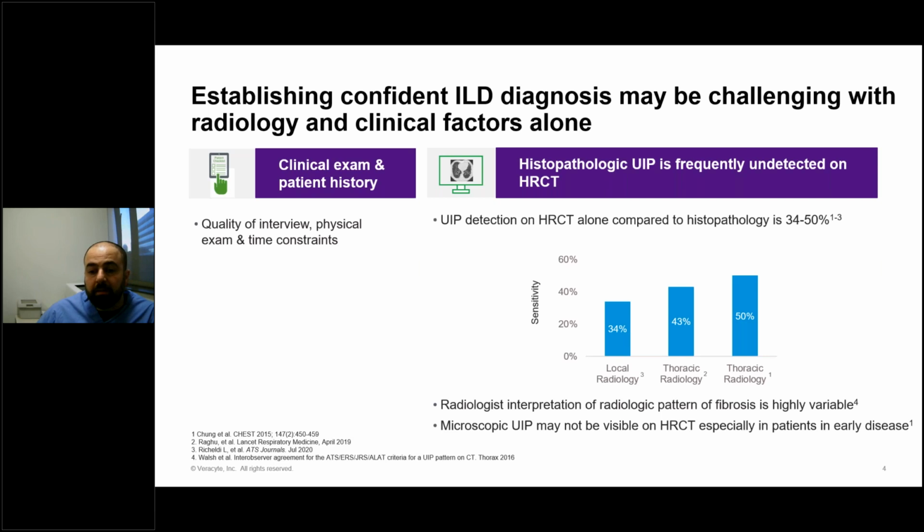We know from different studies before that UIP detection on HRCT alone compared to histopathology is at best up to 50%, because radiologist interpretation of different radiographic patterns of fibrosis is really highly variable. And also we know that HRCT will not be able to detect microscopic UIP pattern in patients with early disease.